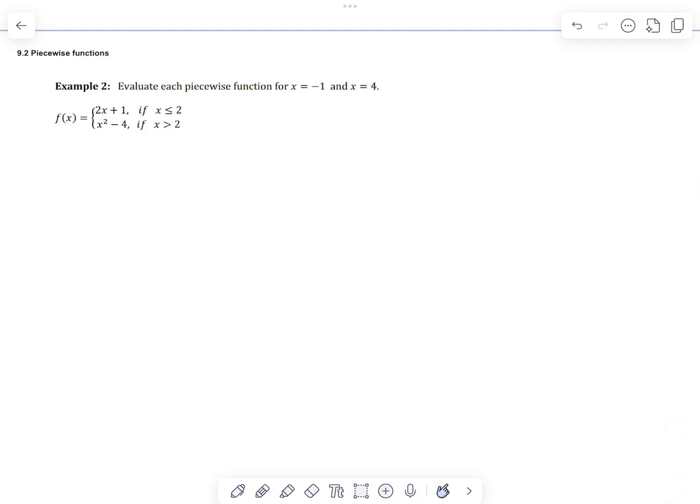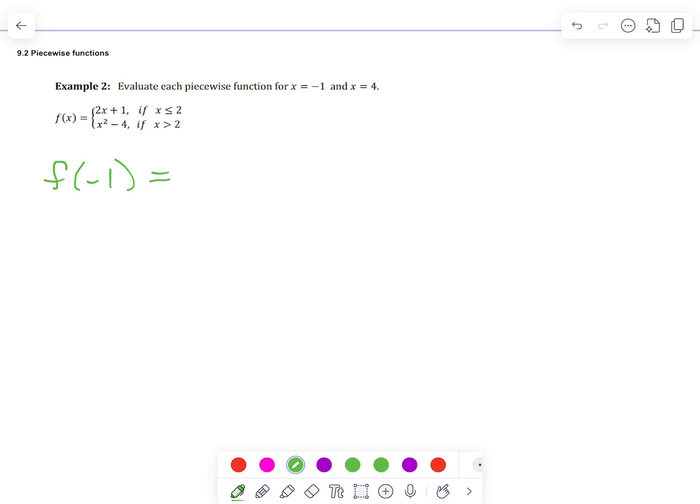Example 2. Evaluate each piecewise function for x equaling -1 and x equaling 4. And here is our piecewise function. So the first one is f of -1. So we have to choose the appropriate piece depending on the domain restriction.